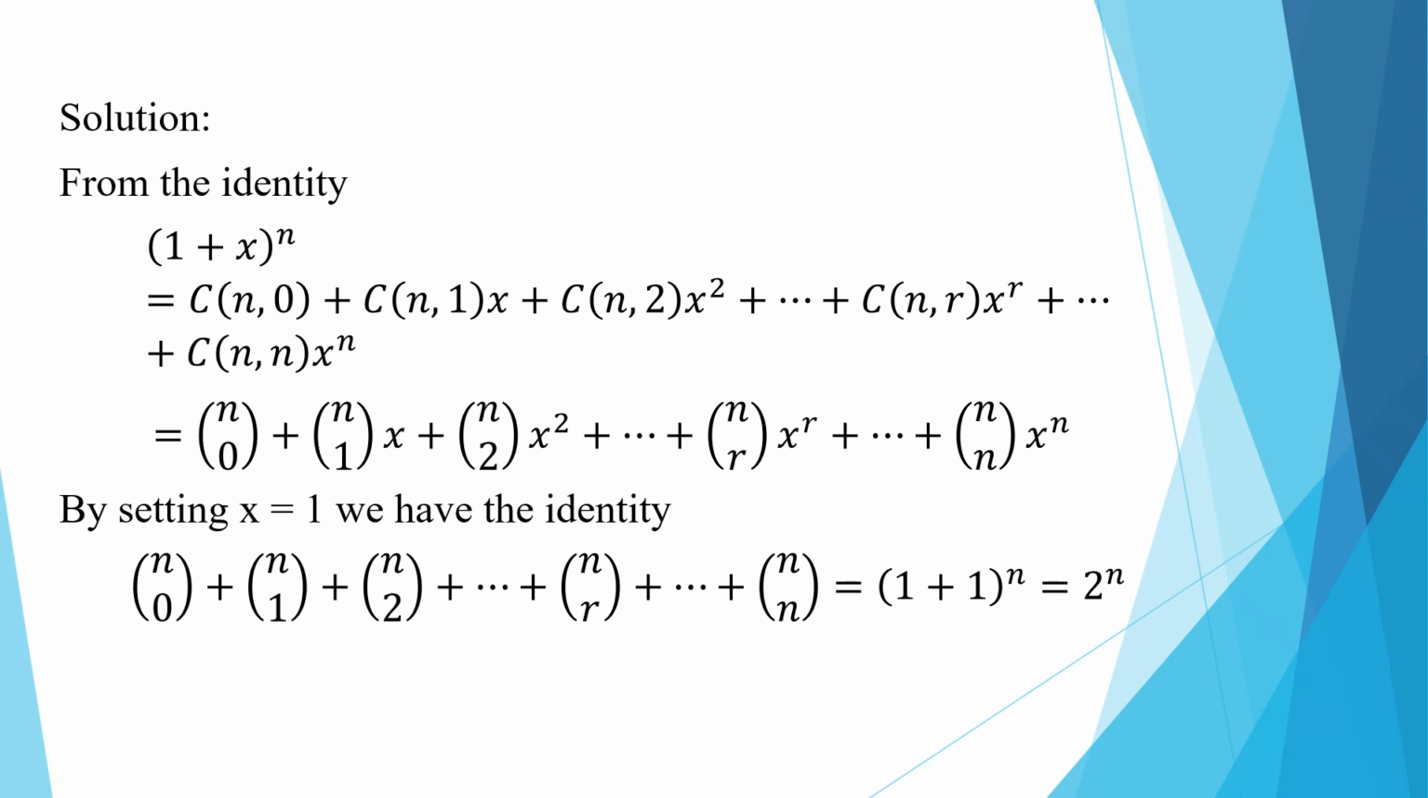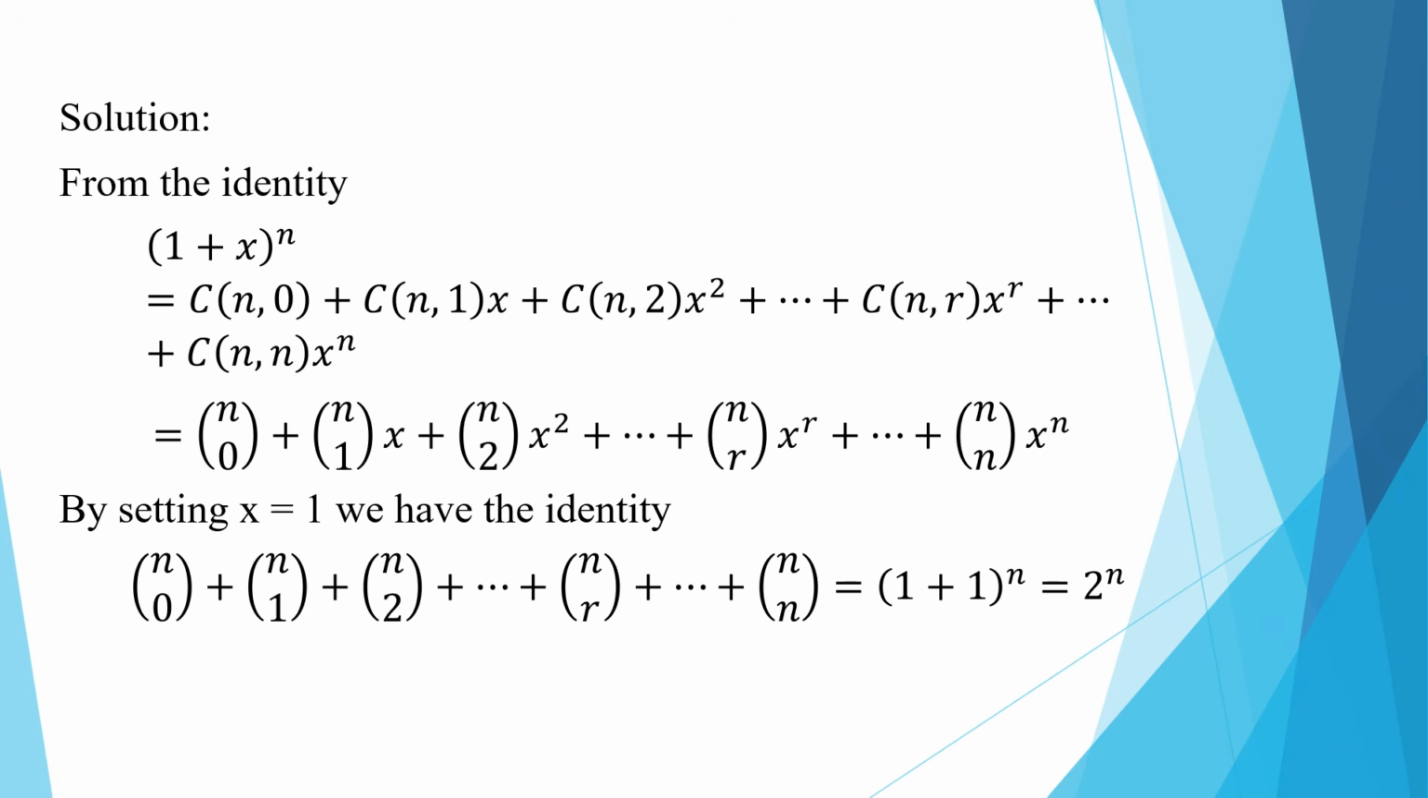n. The expansion of 1 plus x the whole power n is C of n comma 0, which can be in the next step denoted as nC0 plus nC1 into x plus nC2 into x square plus etc. plus nCr into x power r plus etc. plus nCn into x power n. So in this identity, if we substitute instead of x as 1, we'll get the first identity.